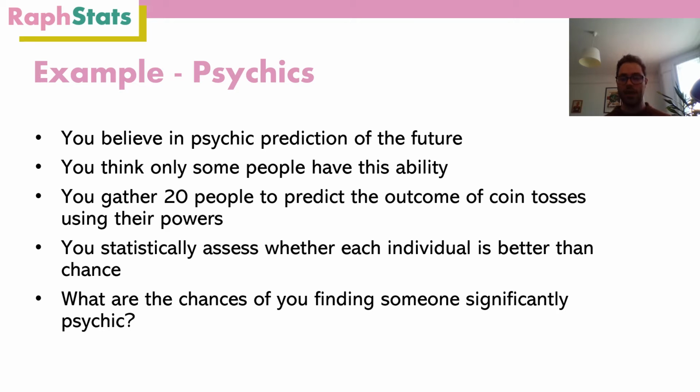Then we're going to assess all these 20 people who claim to be psychic, and assess whether they're better than chance. If they are better than chance, we're going to say there seems to be some evidence that they're able to read this person's mind and tell what they've flipped their coin to be. So if we set up our experiment like this and assess each person individually, what are the chances of us finding someone who is statistically significantly psychic? I'll give you 10 seconds just to come up with a guess.